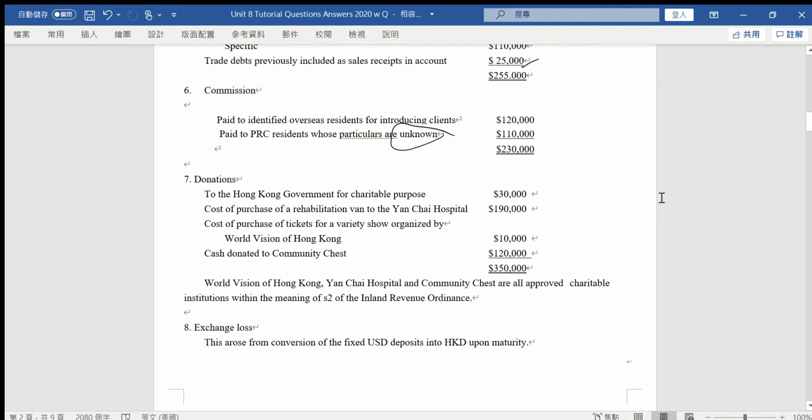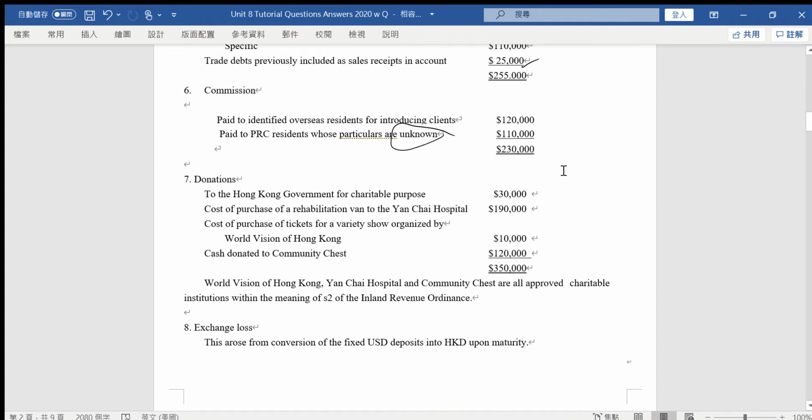Okay, then another item is about the donation. For donation, we need to add back those amounts first, and then after we have added up all the assessable income, we work out the maximum 35% and compare it with these figures to see whether there is an excess or not, and also limit it to actual cash donations only. That's why the whole amount will be added back first.